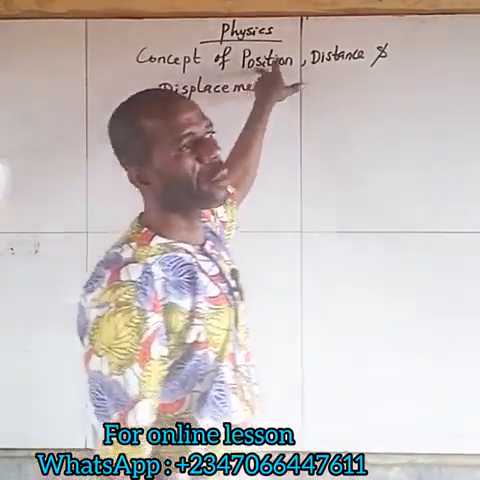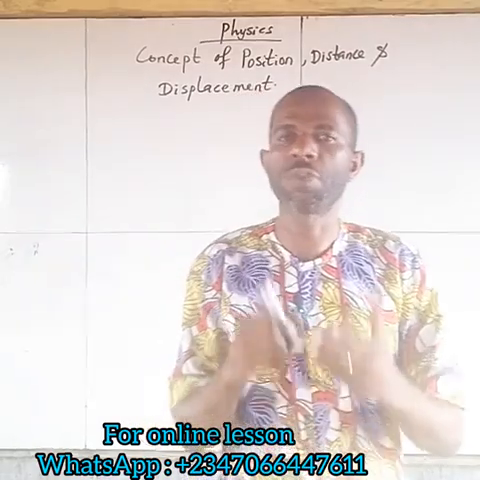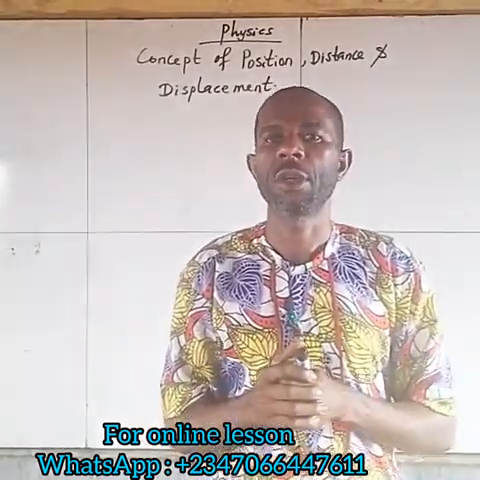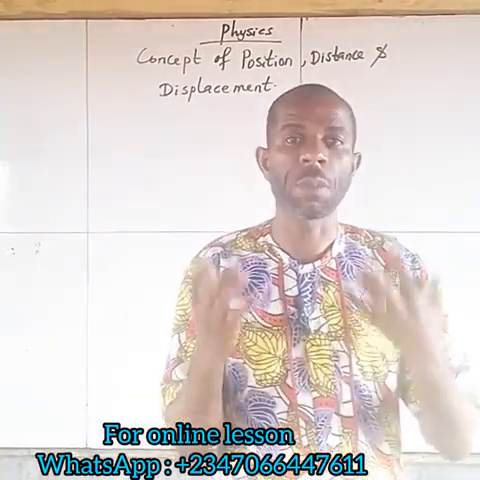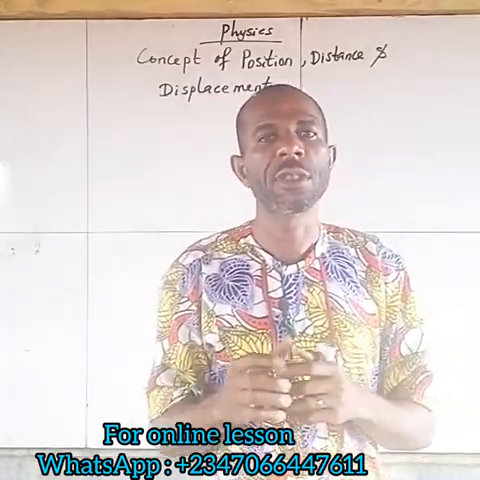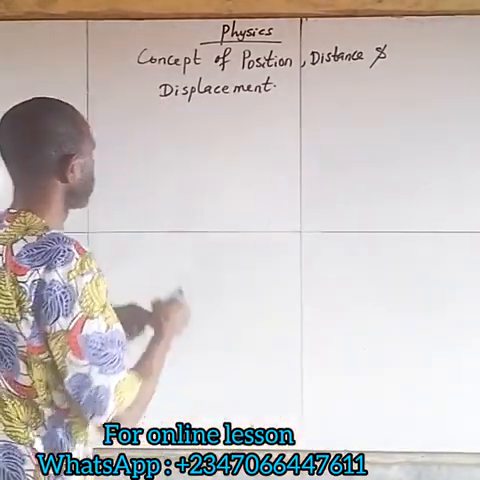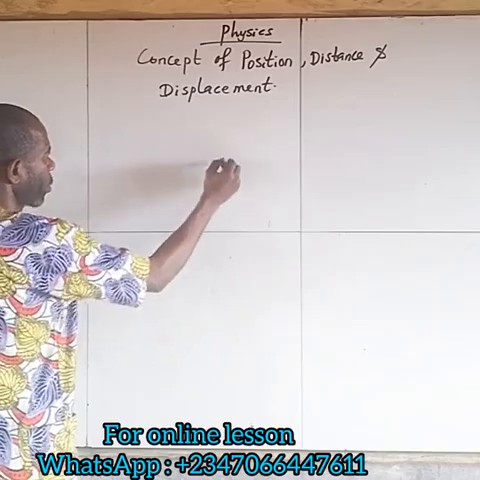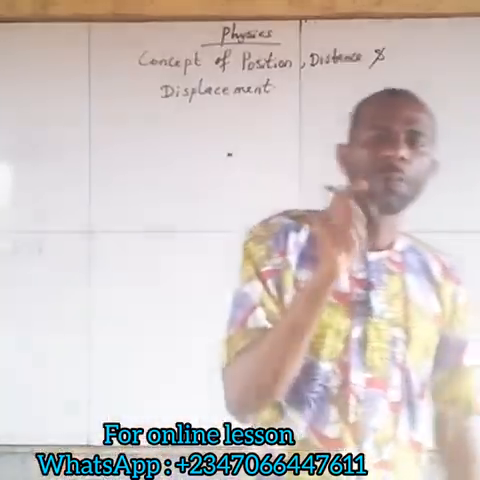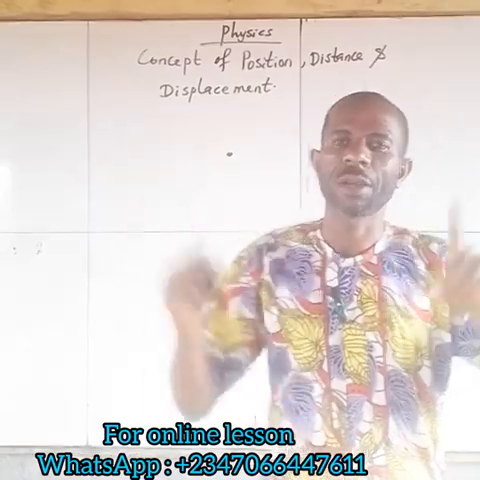What's position? Now, in physics, position is referred to as a point in which an object is located. Or you can simply say it's a point where an object can be found in a plane. Where an object can be found. Look at the position. This is a position, okay? Now, the position of an object is determined by its coordinates.